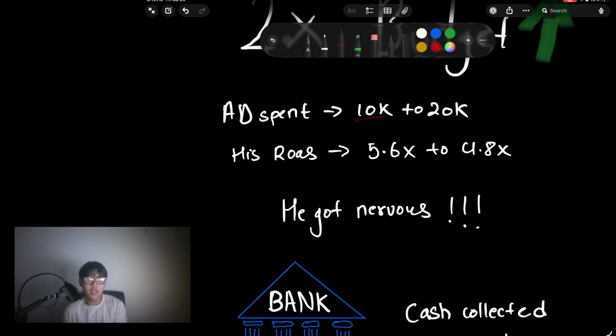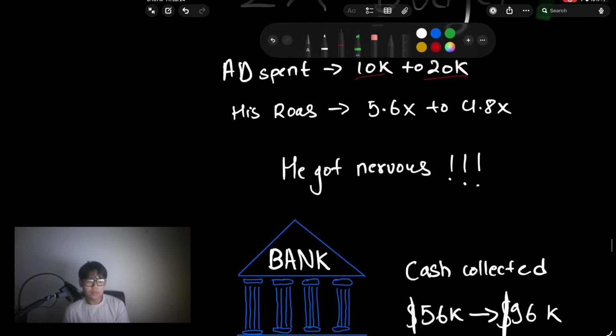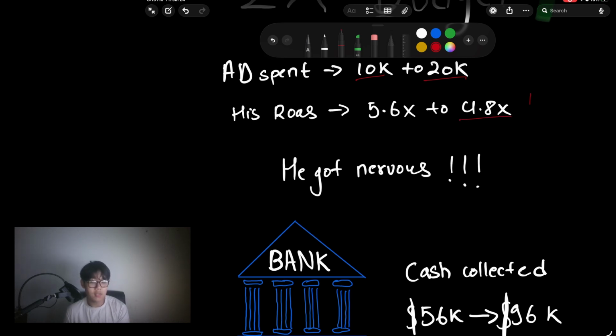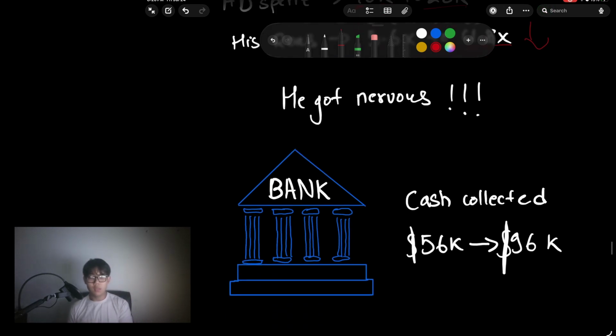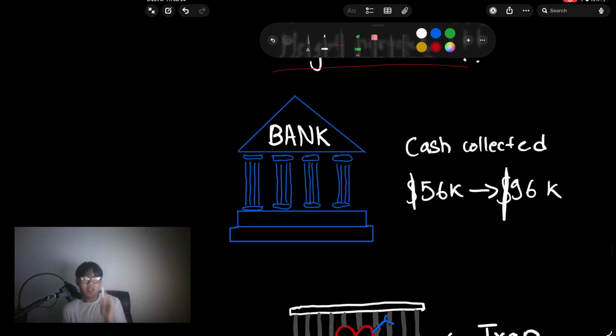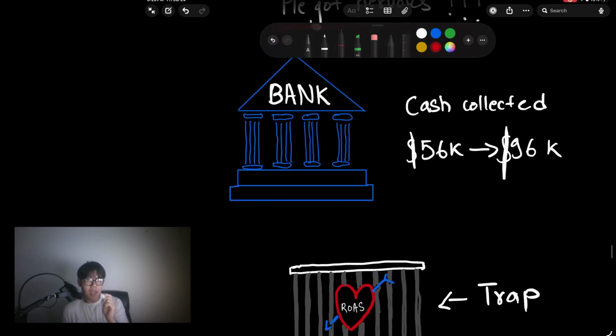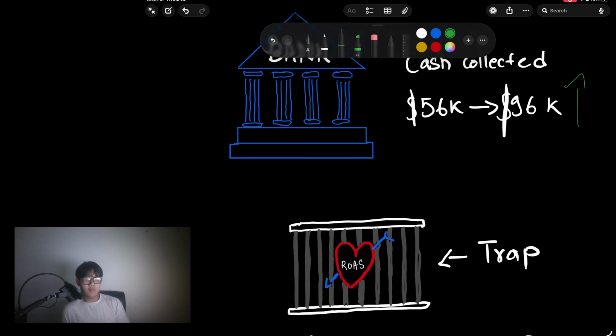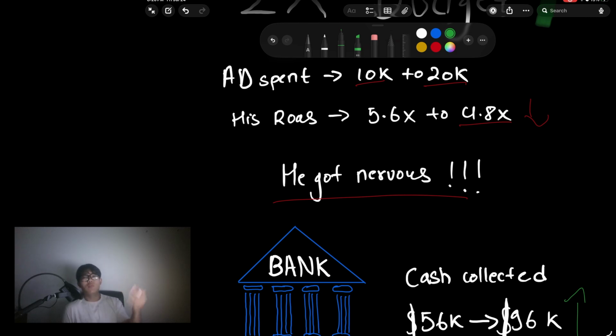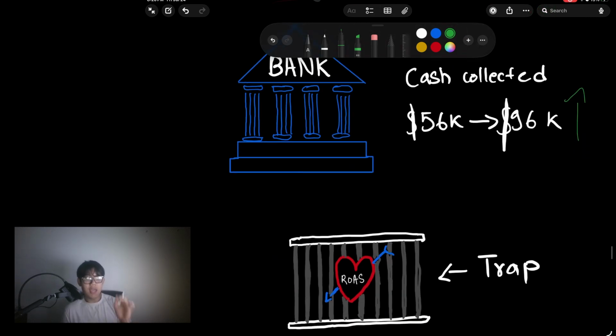It went from 10K to 20K, and his ROAS actually decreased. It went from 5.6 to 4.8. Not a massive decrease, not some dramatic downfall to write home about, but still, he got nervous. But when we actually look at his bank account, cash collected that month went from 56K to 96K. So you're telling me you get nervous about dropping what, 0.5 or 0.1 ROAS, but you're netting almost 40K more cash in your bank.